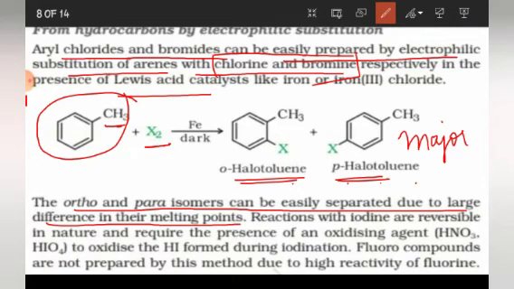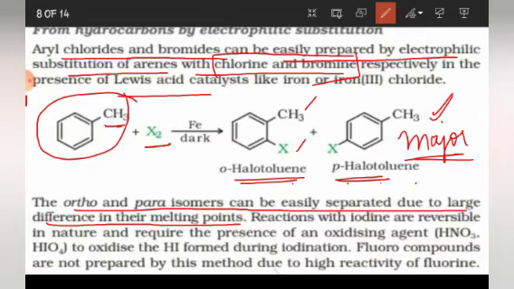Now why is this so? If you see both the structures, you will see that in this one both the groups are adjacent to each other, so there is steric hindrance. But here there is no steric hindrance, so this is the major product.